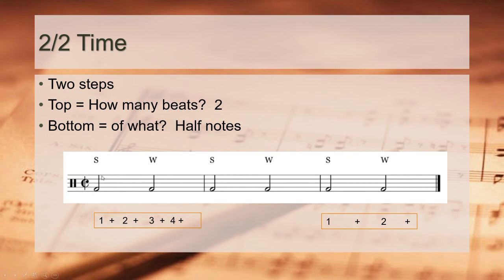So how does this work? It's got 2 half notes. How long does a half note count? 1 and 2 and. 2 full counts, right? So it's going to be 1 and 2 and 3 and 4 and. Okay. That is how you would count it.